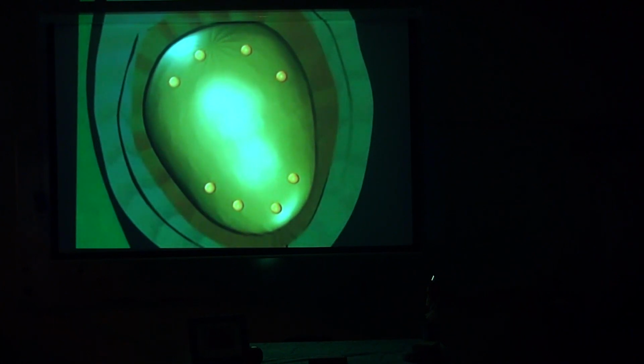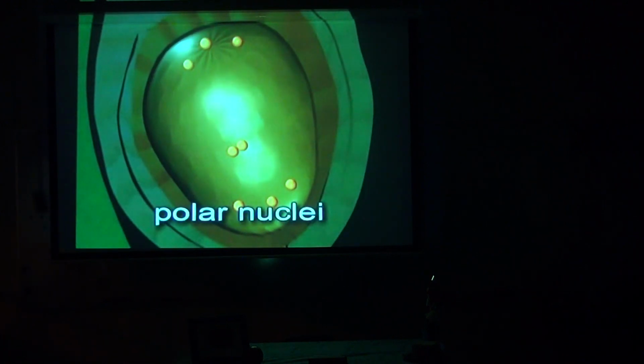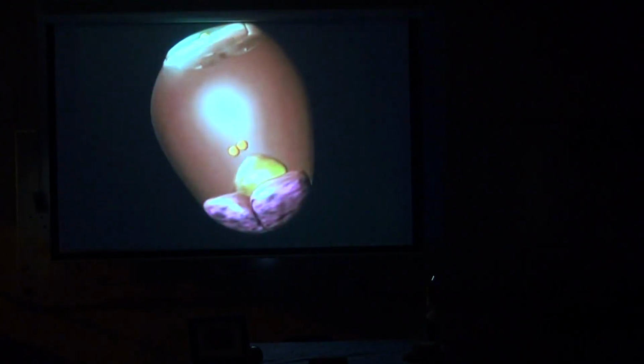Now 2 of these 8 nuclei move towards the center. And they're all identical. These are known as the polar nuclei. Seven cells are formed as a result, in preparation for male and female fertilization.